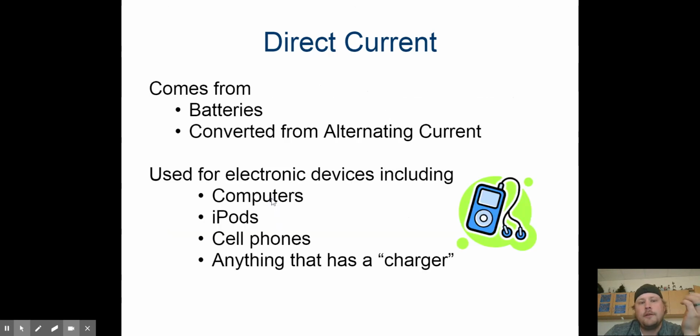So things that we get direct current from, things like batteries. Anytime you are using a battery, it could be a lithium battery, it could be a non-lithium battery, like an alkaline battery, like your Duracell batteries. Those are direct current. It goes from negative to positive.